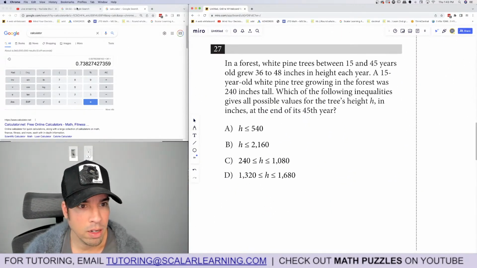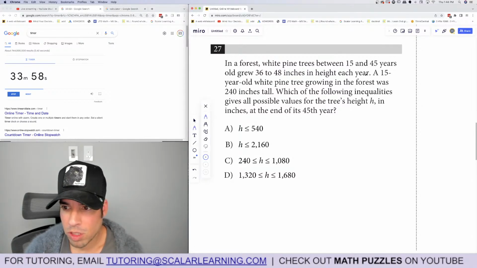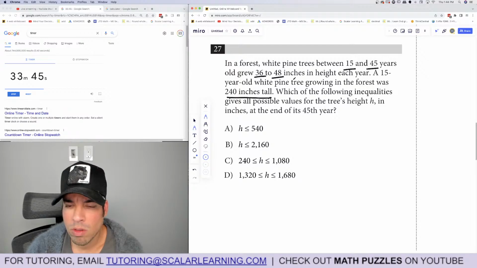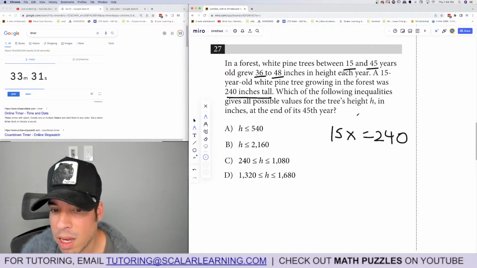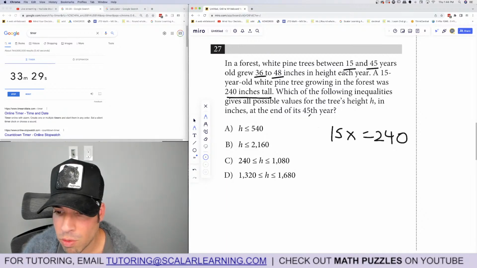27. In a forest, white pine trees between 15 and 45 years grew 36 to 48 inches in height each year. A 15-year-old white pine tree in the forest was 240 inches tall. Which of the following inequalities gives all possible values for the tree's height in inches at the end of its 45th year?